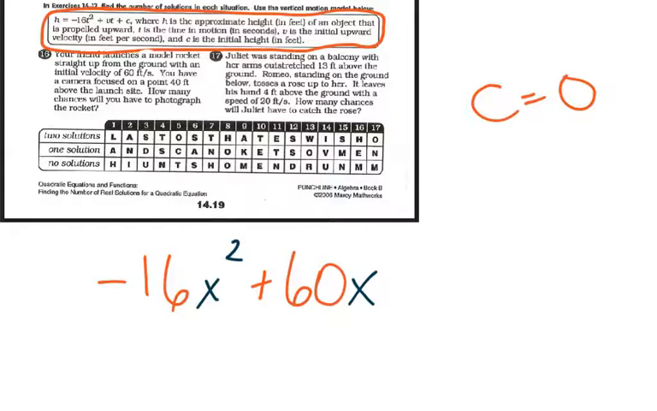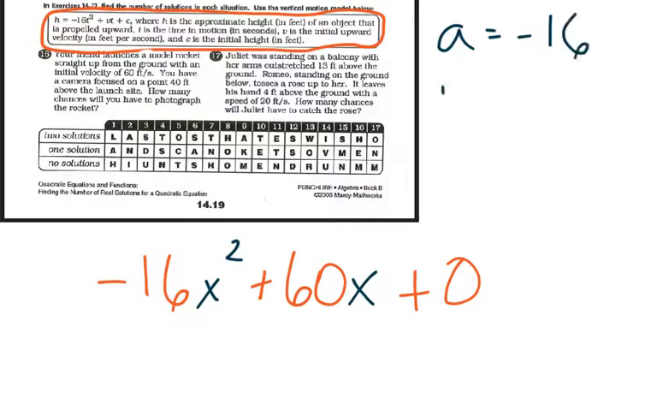And it says C is the initial height, well, let me finish it, where h is the approximate height in feet of the object that is propelled upward. T is the time in motion in seconds, V is the initial upward velocity in feet per second, and C is the initial height in feet. Well, what we know is that it got launched from the ground, which is when C is 0. So C is going to be 0. We don't really need to write it, but we can. And now we know what our A, B, and C is. So A would be -16, B would be 60, and C would be 0.